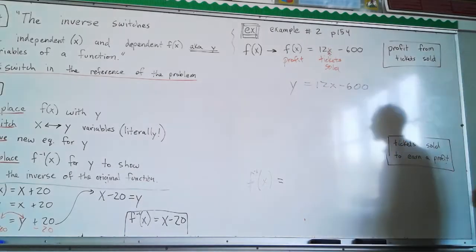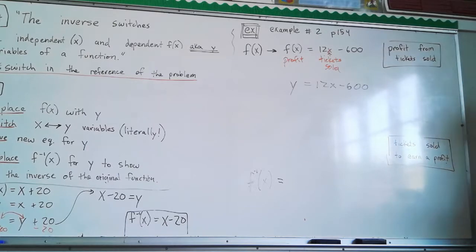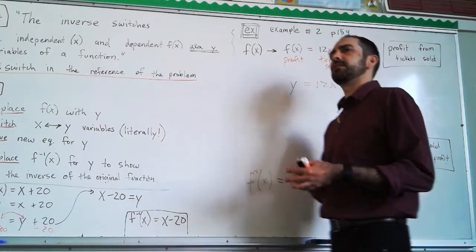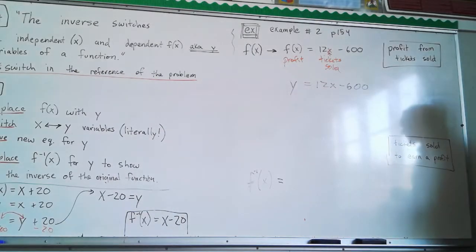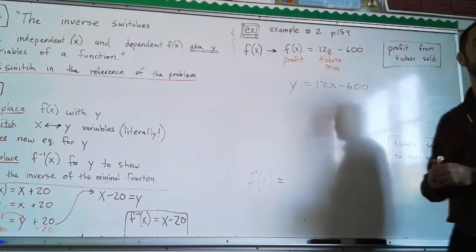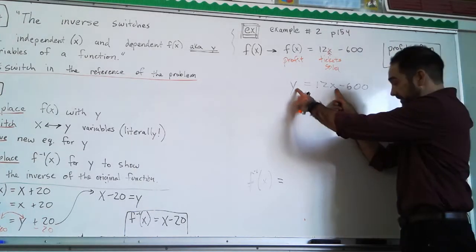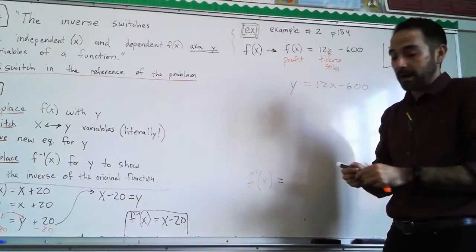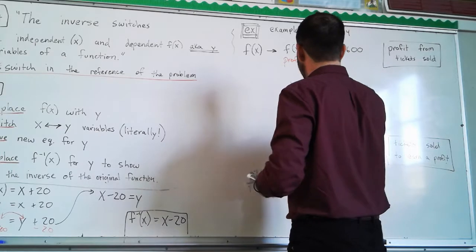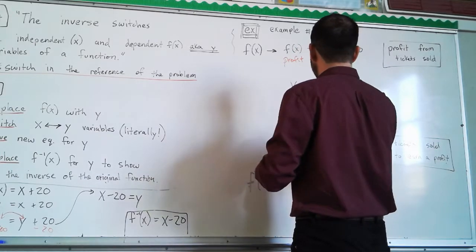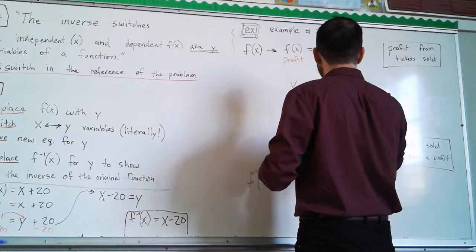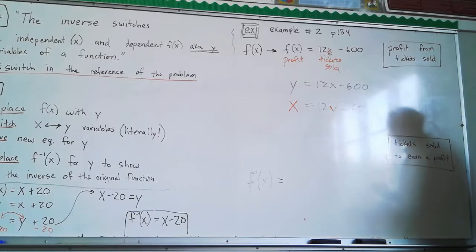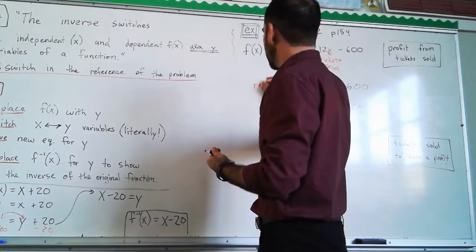Now I did the replace, now I need to do the switch. What should I literally switch? x and y. You see they're right here? In one moment, they're going to be switched. That's our process as far as doing the inverse. Watch. Now it's x is equal to 12y minus 600. So we did replace, we did the switch.